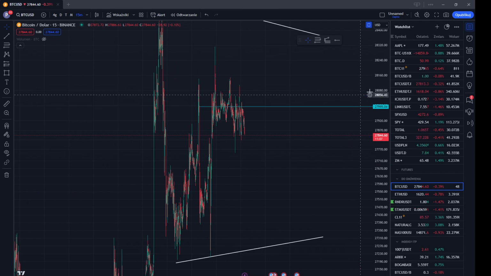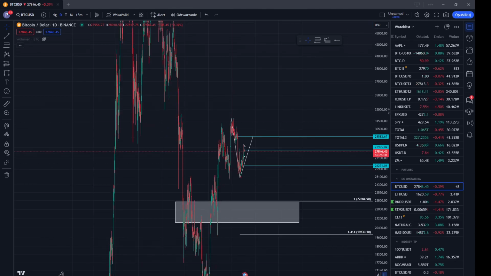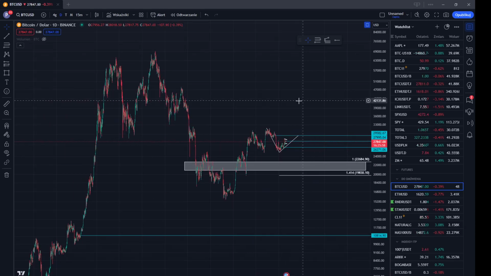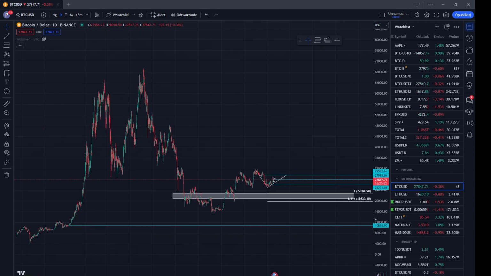Let's start with BTC. Maybe let's go on to the higher time frames. So let's go on the daily. Like mentioned quite a few times before, the resistance for us was 30,700.